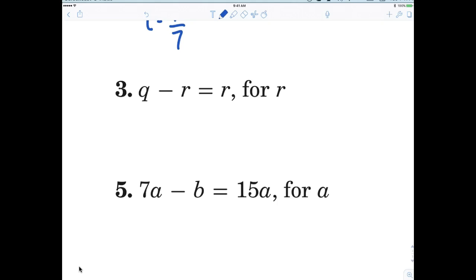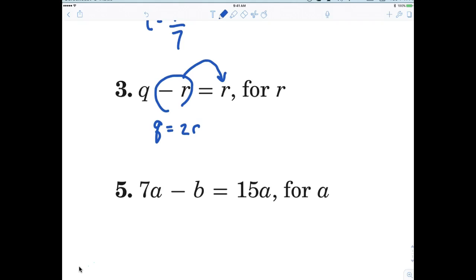I'm solving for R, right? The problem is I have 2 R's, so we have to combine them. That means I'm going to move this minus R over to the right side. And that's going to give me what? 2R. Very good. So I want you to write down now Q equals 2R.